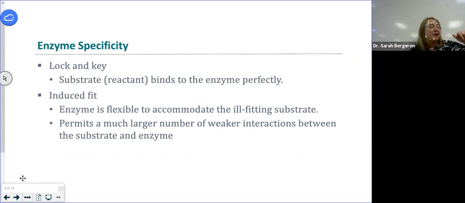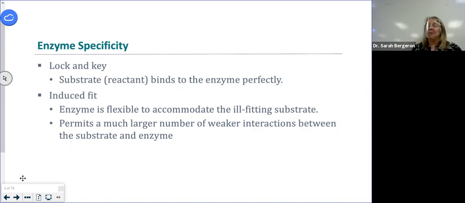So the old lock and key tells us that the substrate fits the enzyme, right? You have this enzyme and it's this particular shape and my substrate has to fit that shape perfectly, right? That's a lock and key. It's not how it works. How it really works is what's called an induced fit. So this is our current model. Now there's nothing saying that as we learn more, we won't change our theories. But right now with all the data that we have, we can say it is an induced fit.